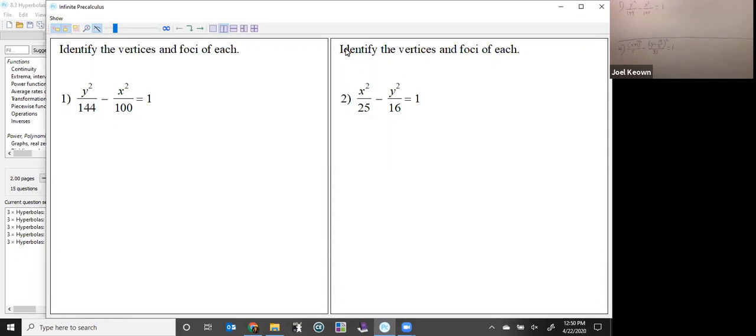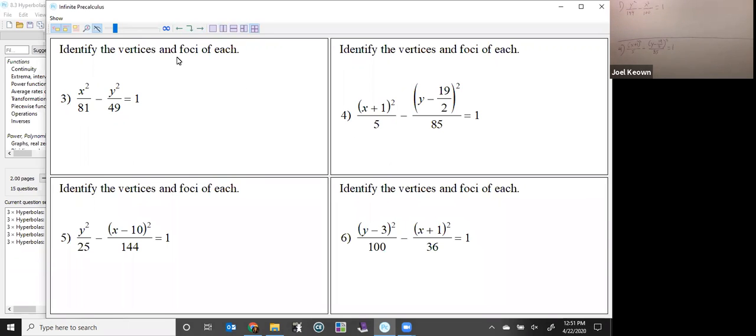Hey guys, so we're going to start set 8.3, hyperbolas, and we need to figure out what's the difference between a hyperbola, which is what we're doing today, and an ellipse. So we're going to look at a couple of examples. So these are examples of hyperbolas. Well, how are they different than the ellipses that we looked at yesterday?